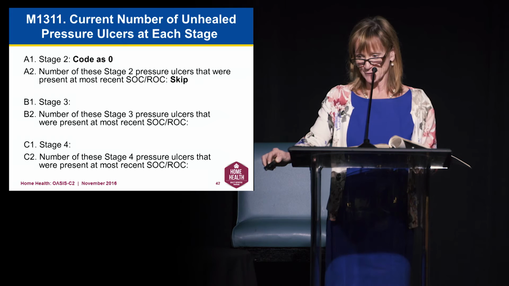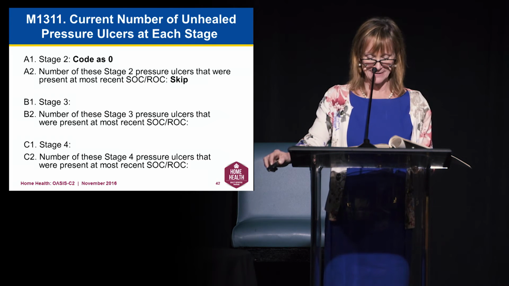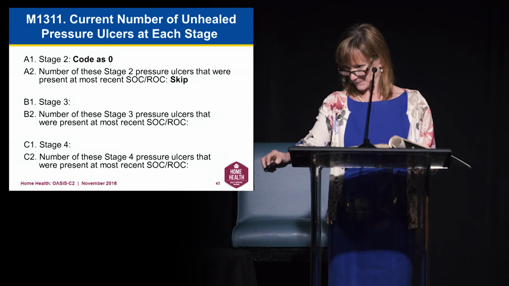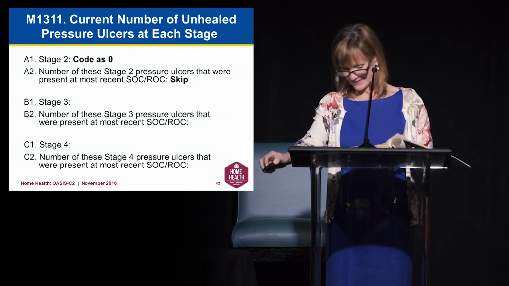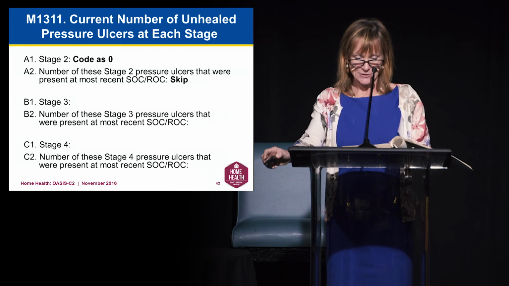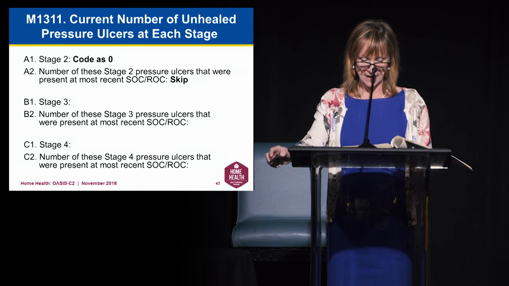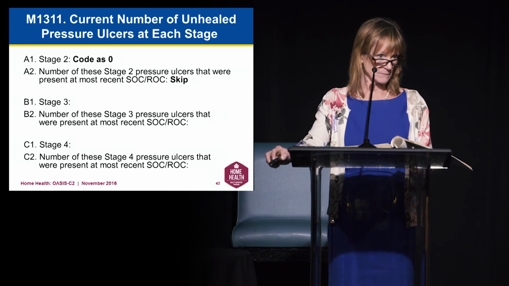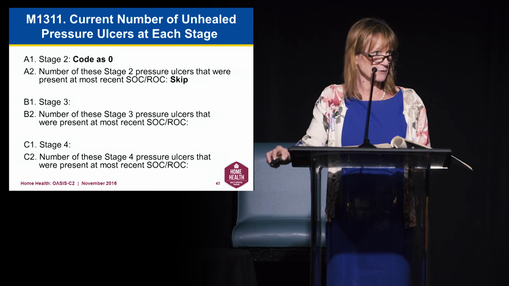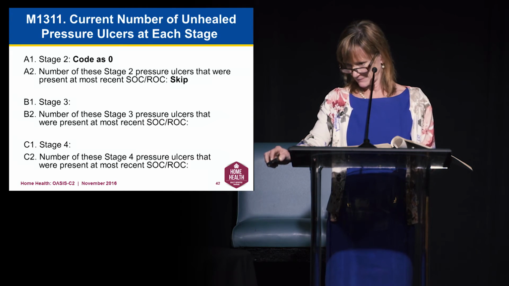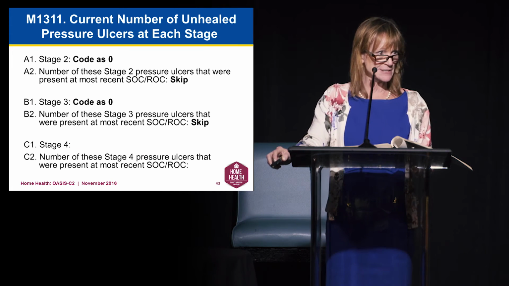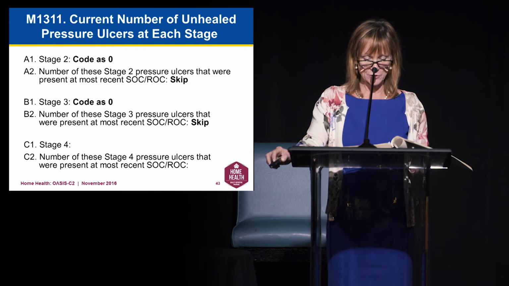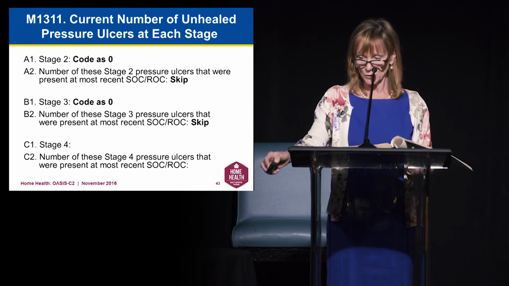Okay, so I heard 0, and that is the correct response. Great job. And how about A2 on discharge? Yep, great job. So now we're moving on to how you scored for B1. I heard a 1, I heard a 0. What do we think? Great job, yep, it is 0. And the number of stage 3 pressure ulcers that were present for B2 would be skip.